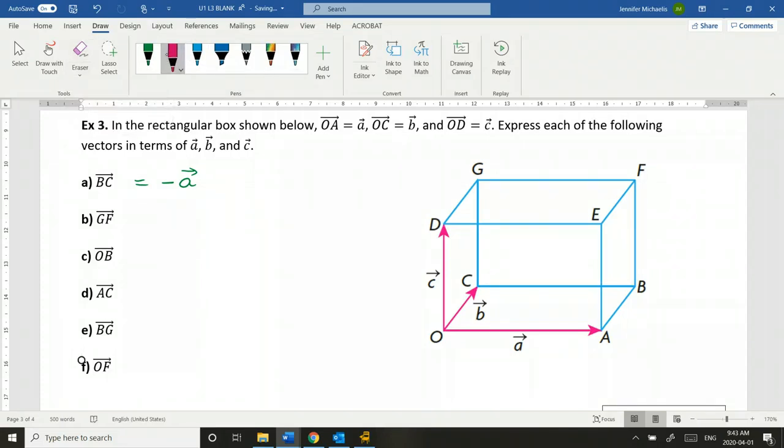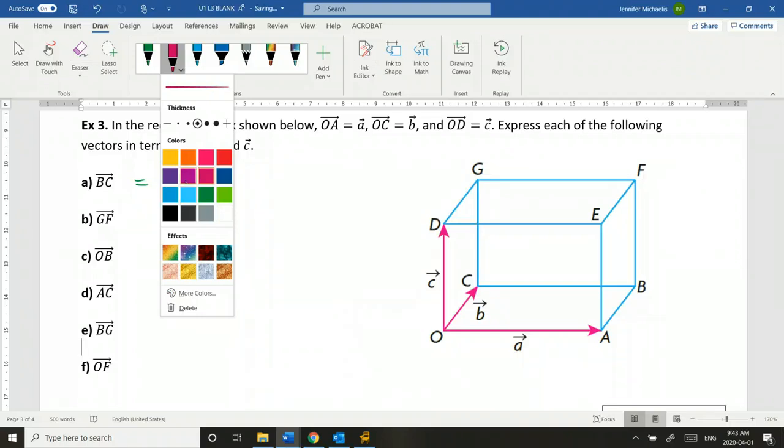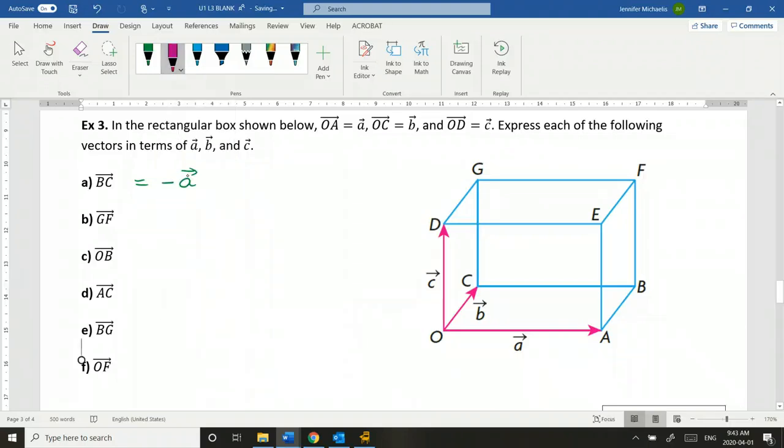All right, let's look at GF. Okay, so there's GF. GF is actually equivalent to OA down here. So again, it's rectangular. So we can actually just say that GF is equal to vector A.